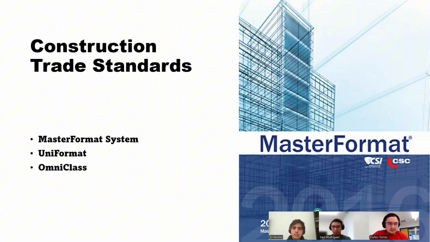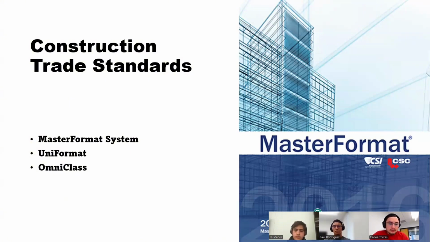UniFormat is a system based on organization. It groups information by functional systems such as substructure, shell, interiors, exteriors, etc. There are high levels of detail divided into various levels, offering flexibility for different project stages, and it allows users to view use cases, which is ideal for early design stages and performance specification.